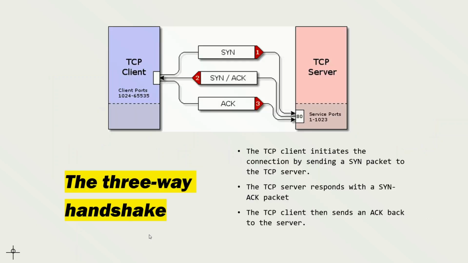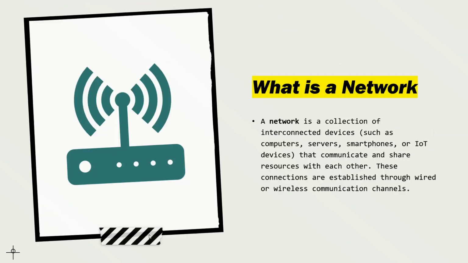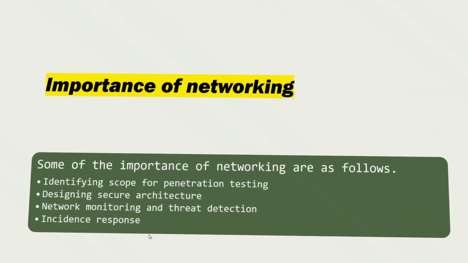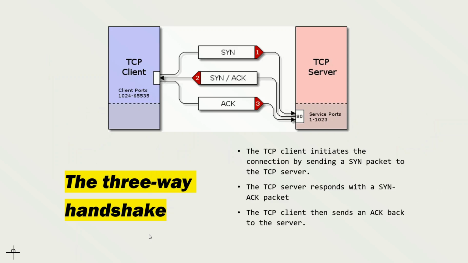So for a TCP connection to be done, from the definition we saw earlier of a network, where we said it's established through wired or wireless communication. Now, what is happening here, for a wired communication to be established, a three-way handshake has to take place, whereby we have a TCP client and a TCP server. So I'll break it down by using a simple example.